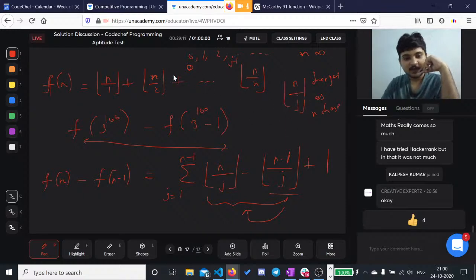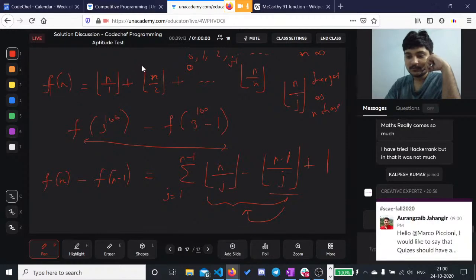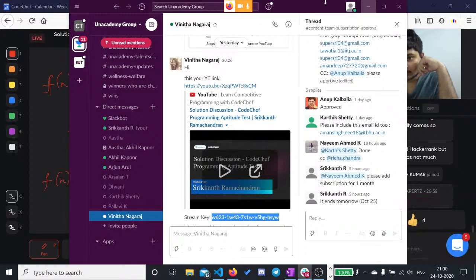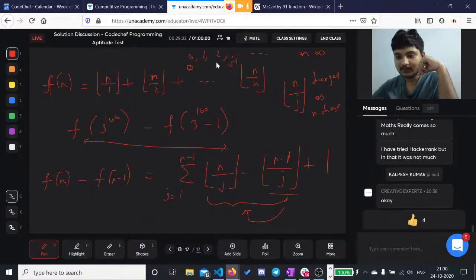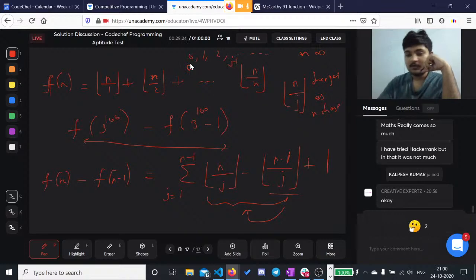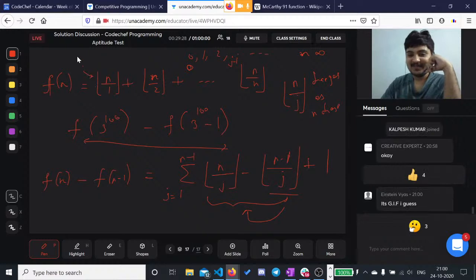So I assume everyone knows what floor is, right? Is there anybody here who doesn't know what floor is? Give a confused face if you didn't know what floor is. Okay, so this notation probably should have been explained in the GIF. Yeah, exactly, it's GIF.